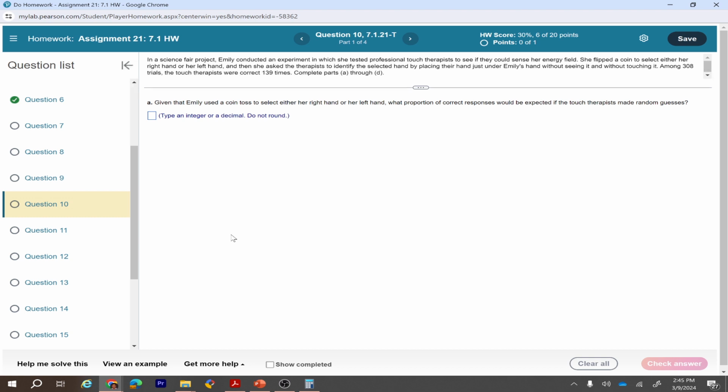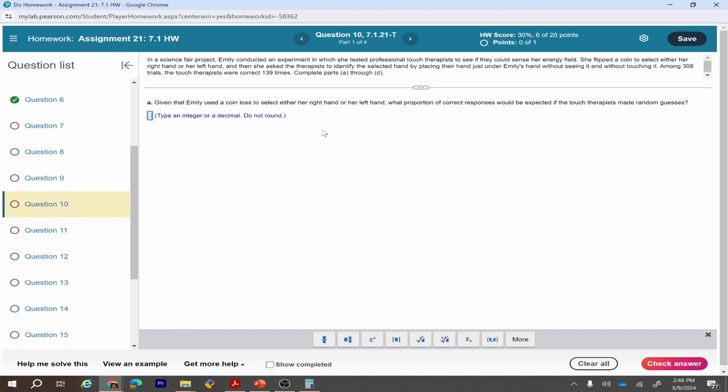Among 308 trials, the touch therapists were correct 139 times. Based on this information, answer this question. Given that Emily used a coin toss to select either her right hand or her left hand, what proportion of the correct response would be expected? Since there are two options, so it's a 50-50%, the correct expectation would be 0.5.